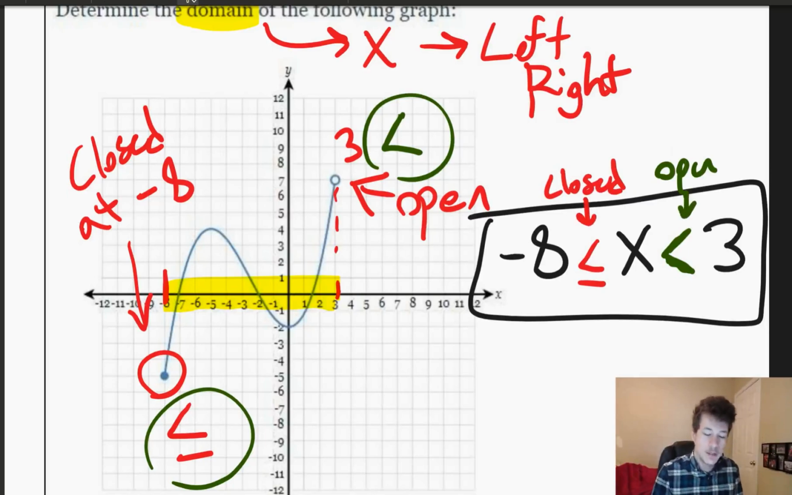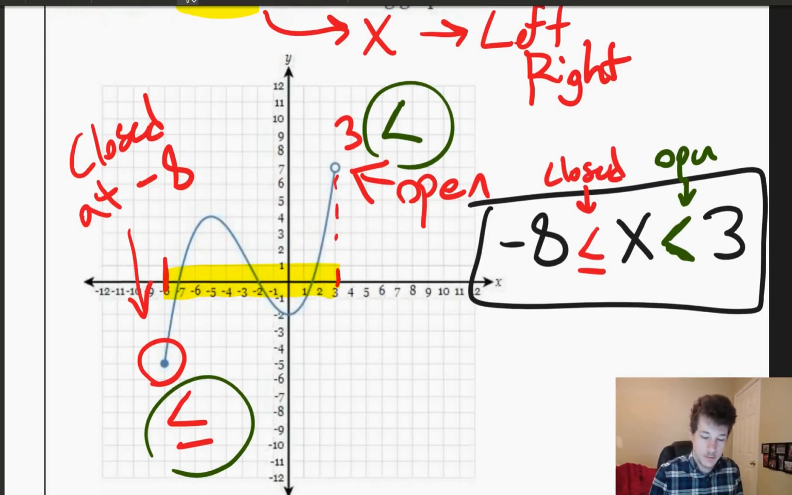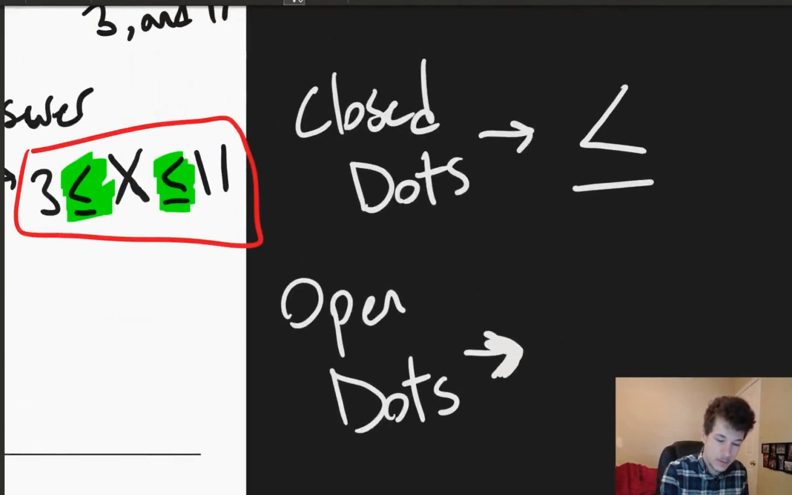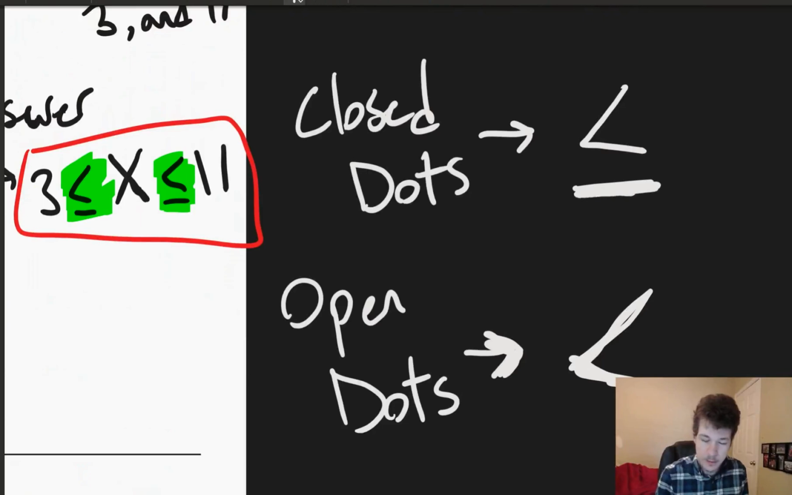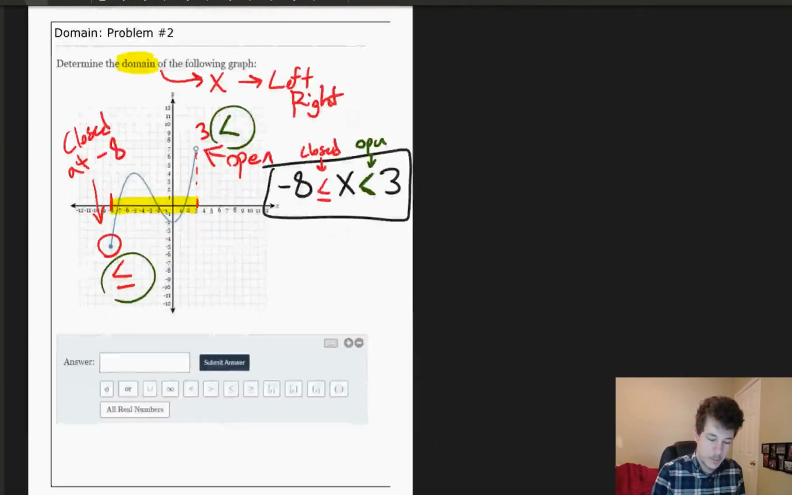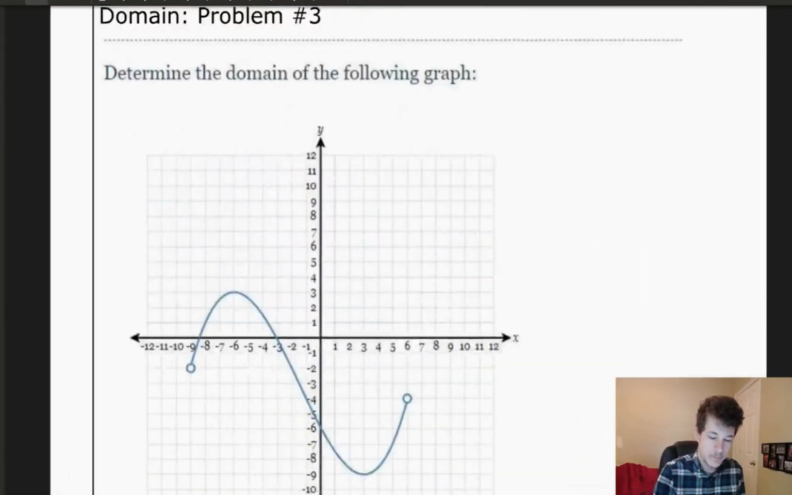Okay, so getting the numbers is pretty easy. The only thing that can trip you up are those symbols in between. And you're going to see that range is pretty similar. Let's do one more domain, and then we'll move on. Let's go ahead and add to this. Closed dots, less than or equal to. Open dots, less than. Just less than, no equal to. I'll kind of bolden that so you can see the real difference here. Okay, so those are the rules. That's basically what you need to know. Let's do problem number 3.